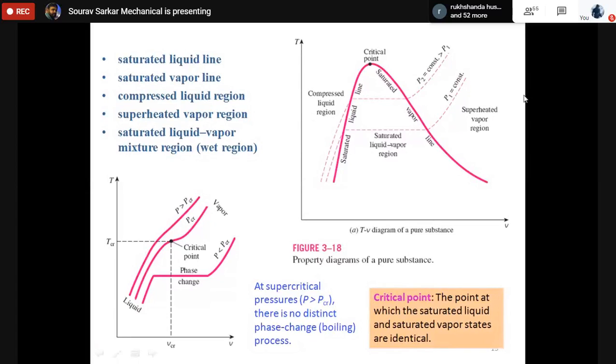Is the compressed liquid and the right side is the superheated vapor region, and in between it is basically the saturated liquid and vapor region. So this diagram is what kind of diagram? TV diagram, is it right? So it is the TV diagram.